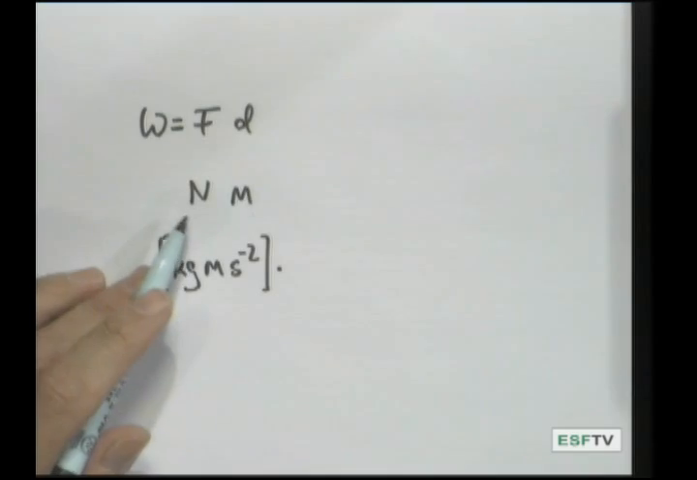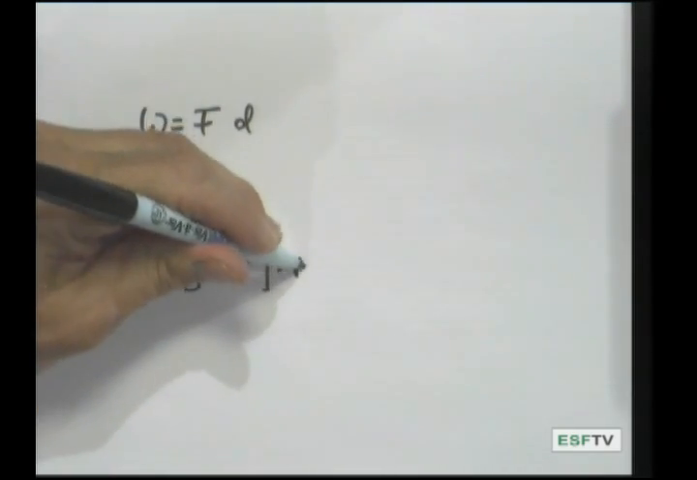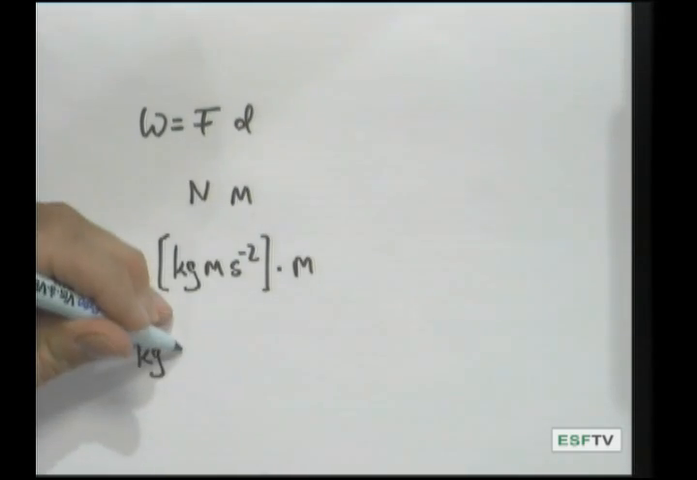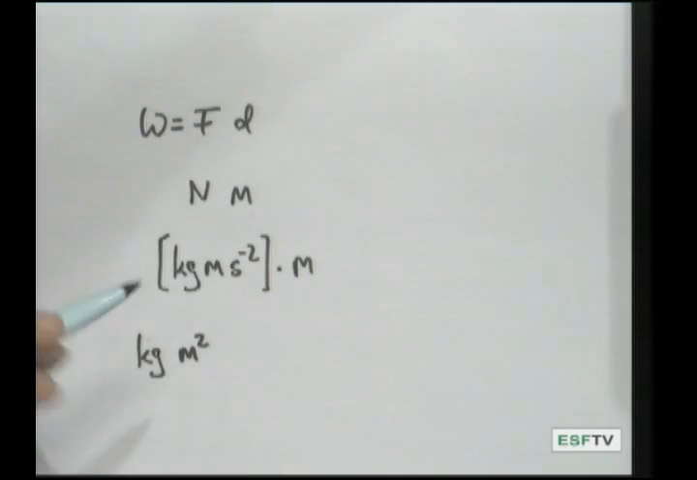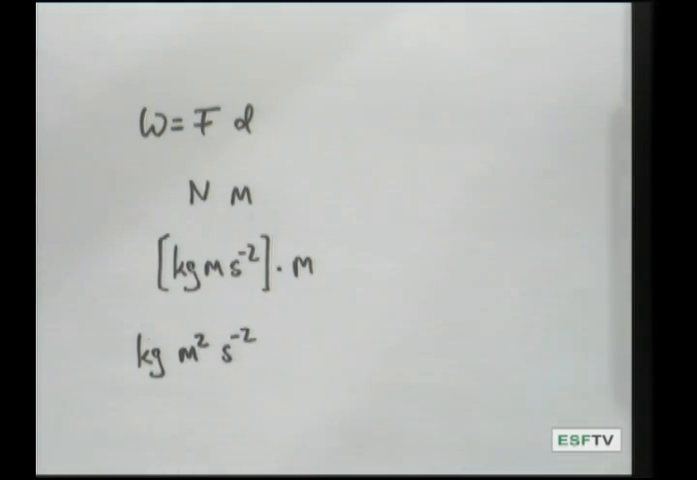And to get work, you multiply the units of newtons times the units of distance, which are meters, and you come out with a unit that can be designated as kilograms meters squared times seconds to the minus two, or kilogram meters squared per second squared. This unit is known as the joule.